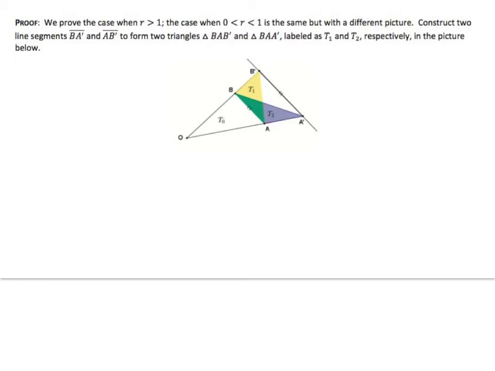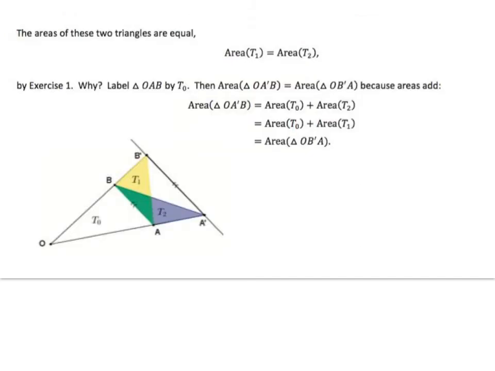Let's see, BA, B prime, and BA, A prime. So we have a triangle here in gray and green, and a triangle here in green and yellow. We're labeling triangle 1 and triangle 2. Cool? Okay, this picture is going to follow us. The areas of the two triangles are equal. Okay, we're saying that the area of this triangle is equal to the area of this triangle.